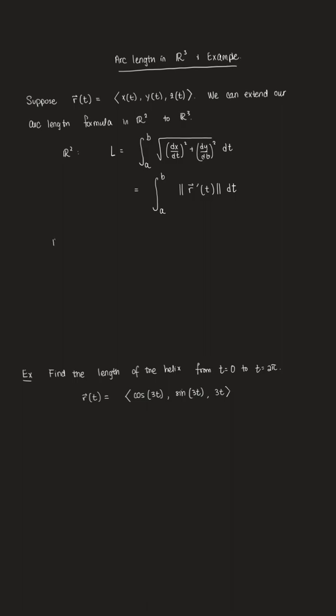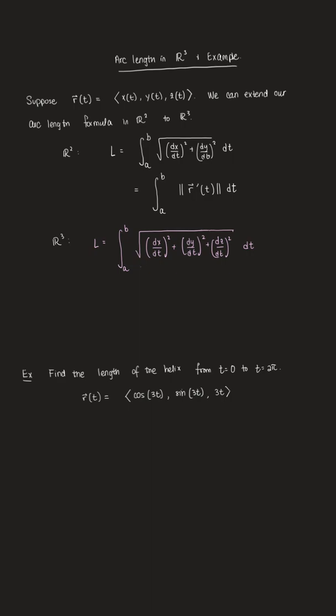Now in R3, we extend this definition. And we would write that the length of a curve in 3 dimensions, assuming that the derivatives exist and are continuous, will be the integral from a to b. We're just going to add a third component to our square root function. So we're going to have dx dt squared plus dy dt squared plus dz dt squared, that's all inside the root, times dt.